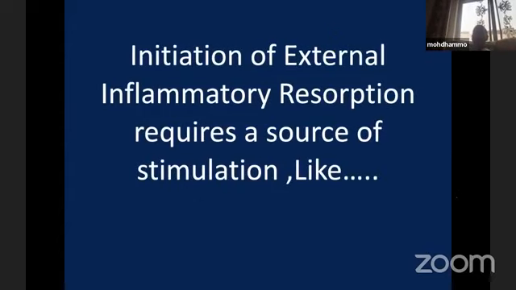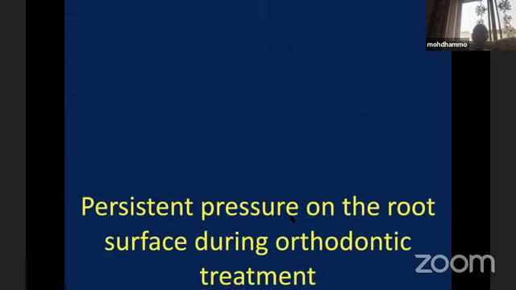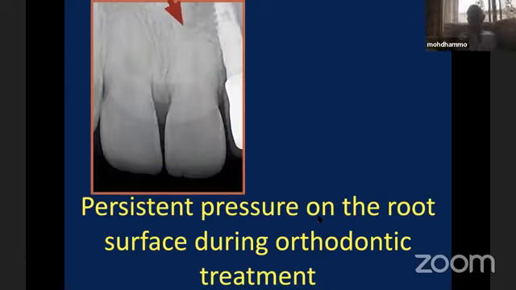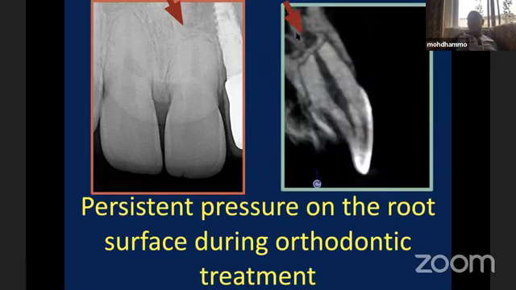What are other causes of resorption? Initiation of external inflammatory resorption requires a source of stimulation like pressure, such as persistent pressure on the root surface during orthodontic treatment. Unfortunately, sometimes the pressure during orthodontic treatment is extreme. So what will happen here? You can see here, this is a patient who had orthodontic treatment a few years ago, and you can see here the resorption at the apical part of the root.